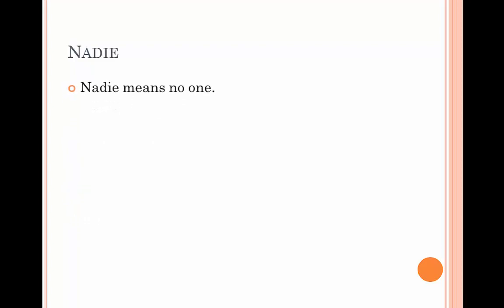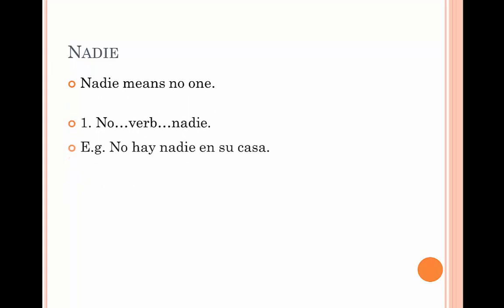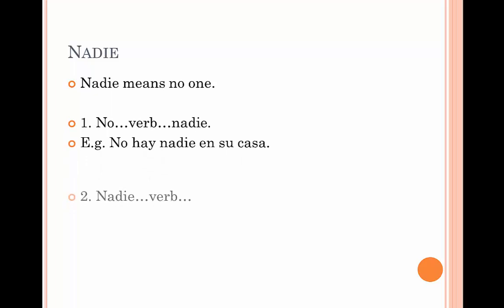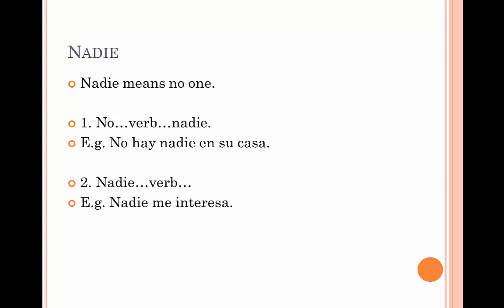Nadie. Nadie means no one. The first way we can structure it is by putting it after the verb. For example, no hay nadie en su casa, there is no one in his house. Or we could put it in front of the verb, just like we did with nada, nunca and jamás. For example, nadie me interesa.